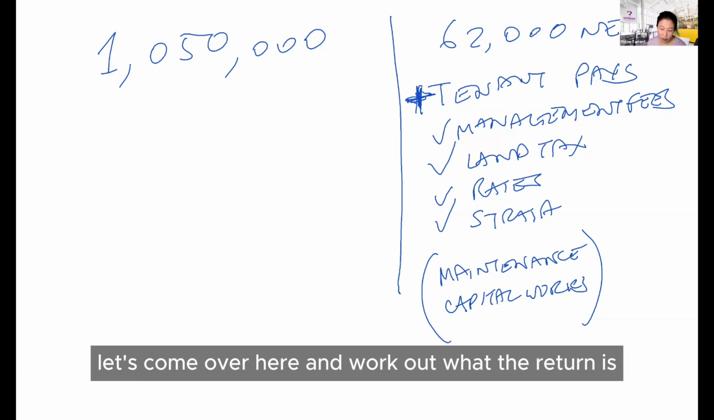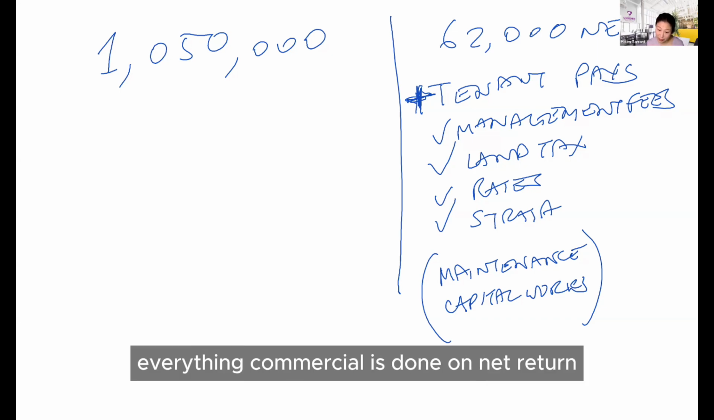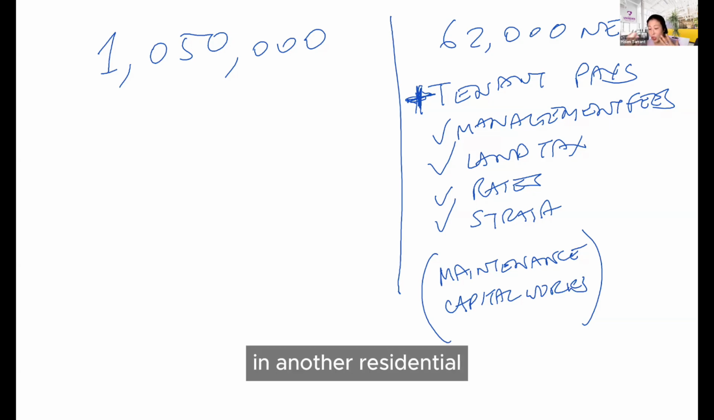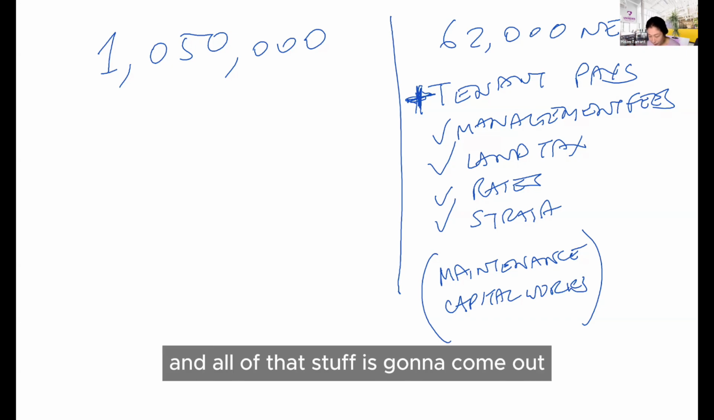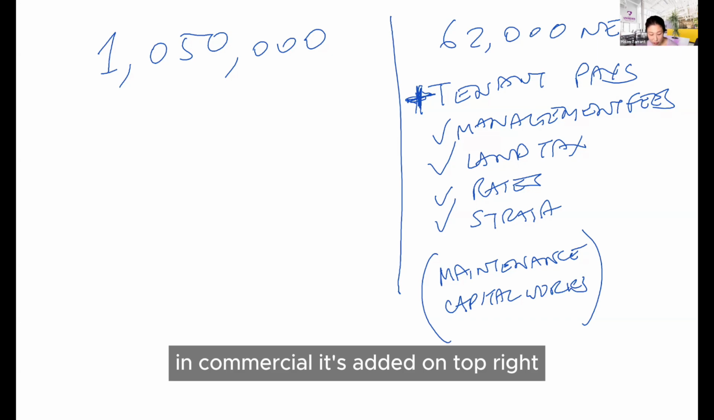So let's come over here and work out what the return is. Because it's net return, everything commercial is done on net return versus gross returns in residential. In the residential, your tenant will pay you $62,000 and all of that stuff has got to come out of the actual $62,000, whereas in commercial, it's on top, right?